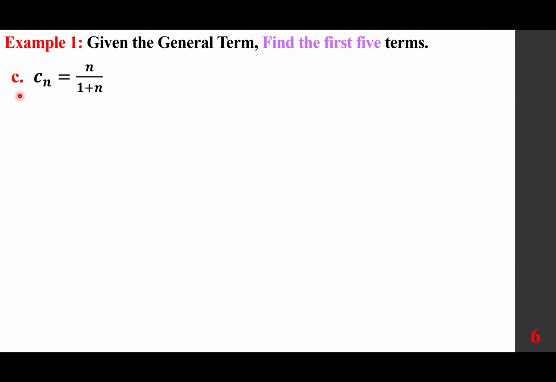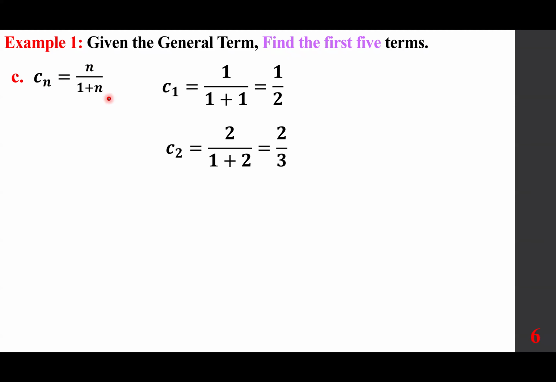Part C of the same question, C sub n is n over 1 plus n. Well, we want the first 5 terms. So replace the n with 1. You get 1 here, 1 here. You get 1/2. C sub 2: if I replace n with 2, with 2, with 2, I get 2/3. And you can see, of course, the rest.